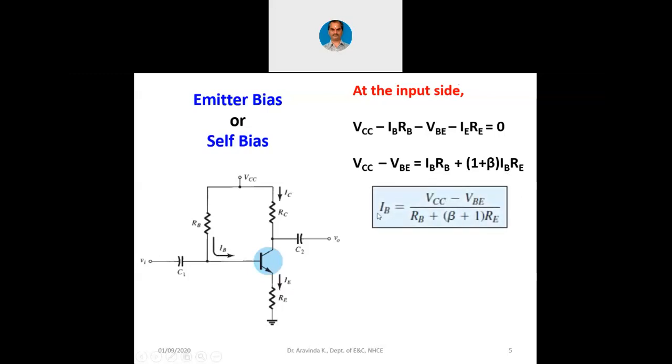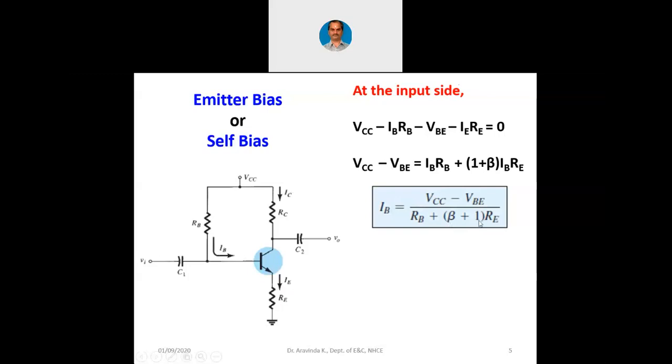Now we can write an equation for IB, taking IB as common on the right hand side and bringing it to the left hand side. IB equals VCC minus VBE divided by RB plus beta plus 1 into RE. Most of the time we will be ignoring this 1 because beta is always in the range of 60 or 80 or 100.